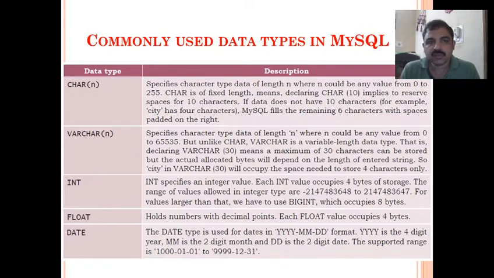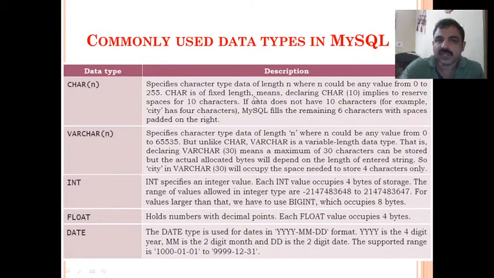So what are the commonly used data types in MySQL? So in MySQL we use different kinds of data. So for storage of data we use different data types. The most commonly used data types are here. First one is character. So character is a data type, used for declaring it as a character. For example, it specifies character type data of length n, where n could be of any value from 0 to 255. So I can specify any number here from 0 to 255.